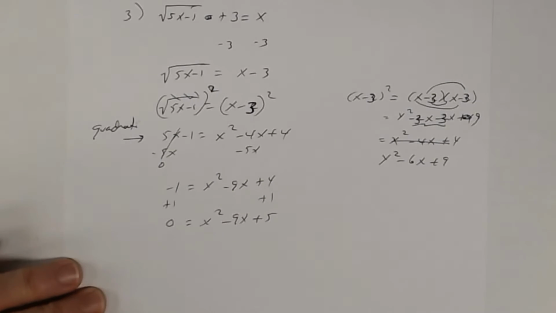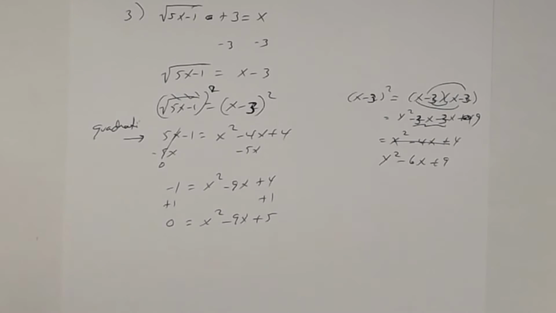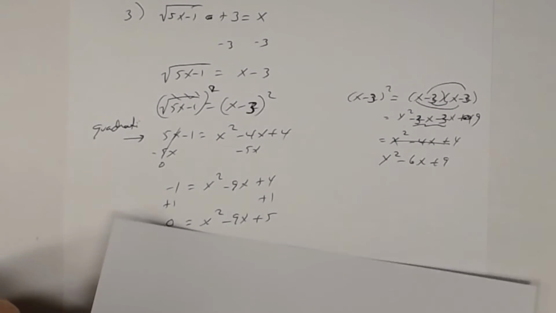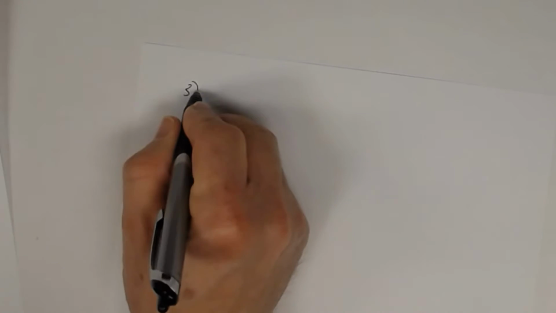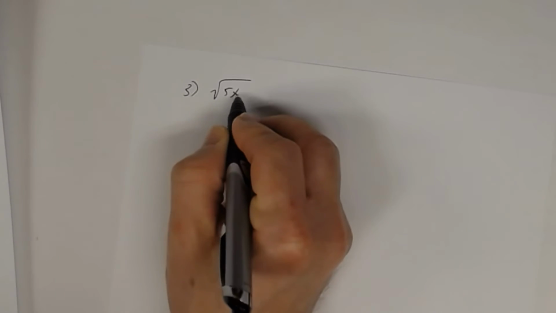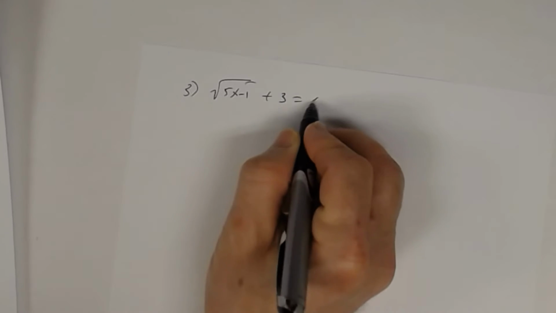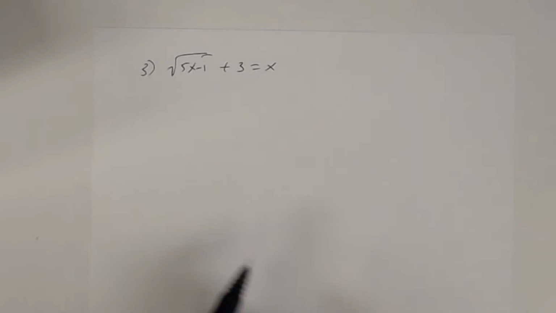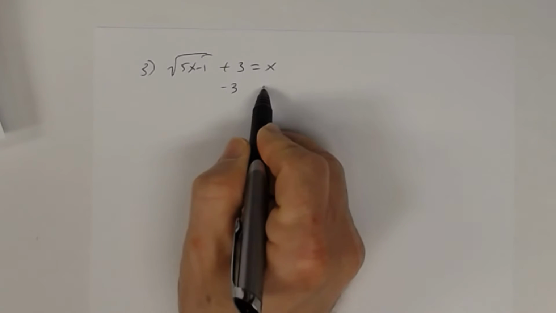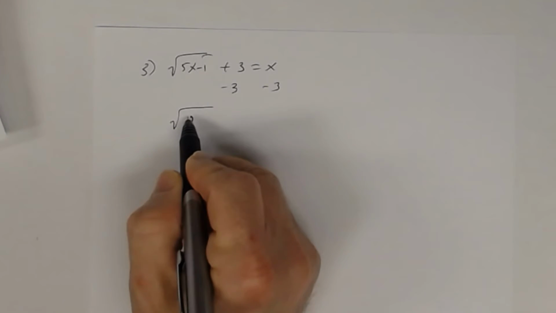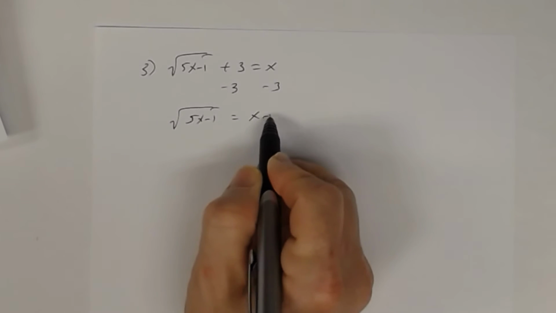So let me just go ahead and redo this. So this is going to be number 3. It's getting a little messy. So you've got to be careful when you rewrite things, because as you're talking about it, you could easily mess up. So this is number 3. We have the square root of 5x minus 1 plus 3 equal x. So just like we mentioned, you want to get the radical by itself, so you're going to subtract 3 from both sides. So you get the square root of 5x minus 1 equal x minus 3.